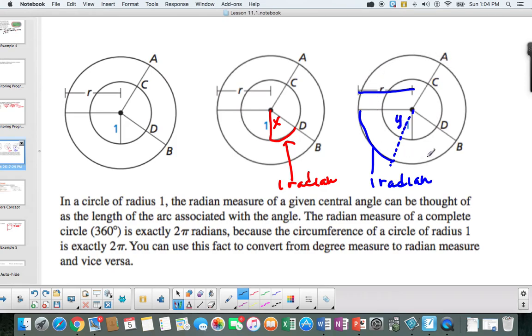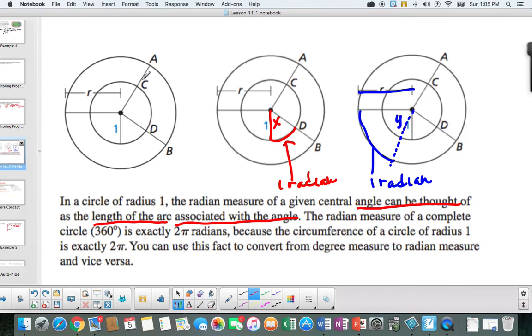Let's take a look at the big circle. The big circle has a bigger radius, and if I were to put the radius right here, it has the same length as this length right here. So this arc that this angle intercepts, that's inside this angle, is 1 radian. So this angle is described as 1 radian. So again, the thought behind this is that the angle can be thought of as the length of the arc associated with that angle in terms of radians.